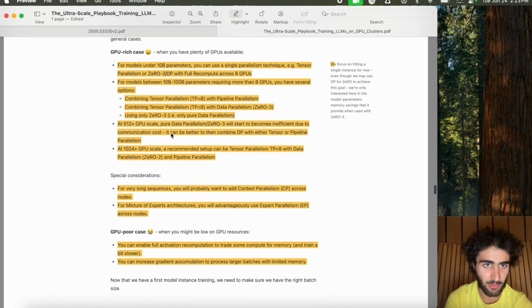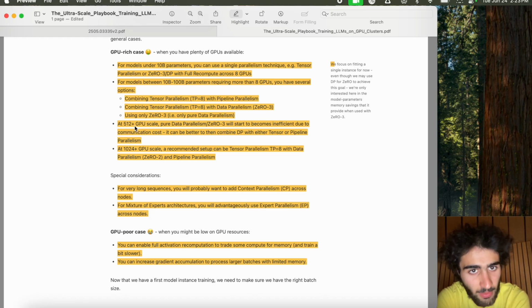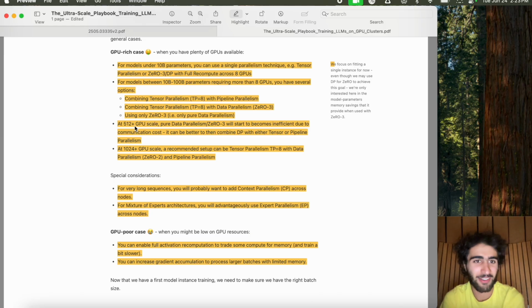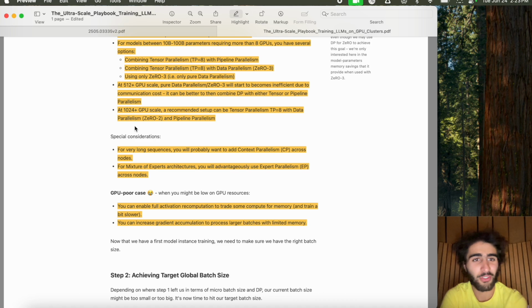And then they kind of switch up the theme here. They're saying that if you surpass 512 GPUs, then pure DP/ZeRO-3 will start to become inefficient due to communication costs. And then it can be better to combine DP with either TP or PP. A lot of acronyms here. And then if you surpass 1024 GPUs, then a recommended setup can be tensor parallelism for each node with data parallelism and ZeRO optimizer 2 with the pipeline parallelism.